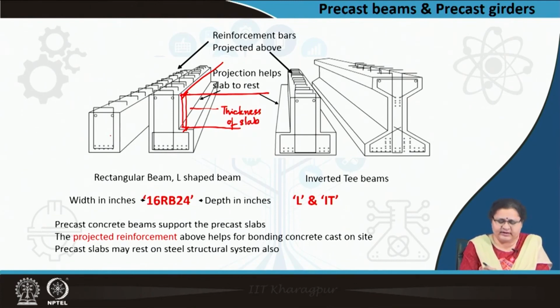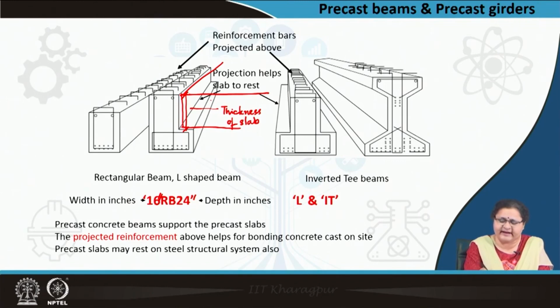If it is a rectangular beam, you see it is RB, 16 inch refers to the width, 24 inch refers to the depth. So, there should be 16 inch, 24 inch. Similarly, L refers to the L-shaped beam, IT refers to the inverted T-beam. So, in the same way these charts are to be followed to get specific dimensions for the particular thickness of slab.